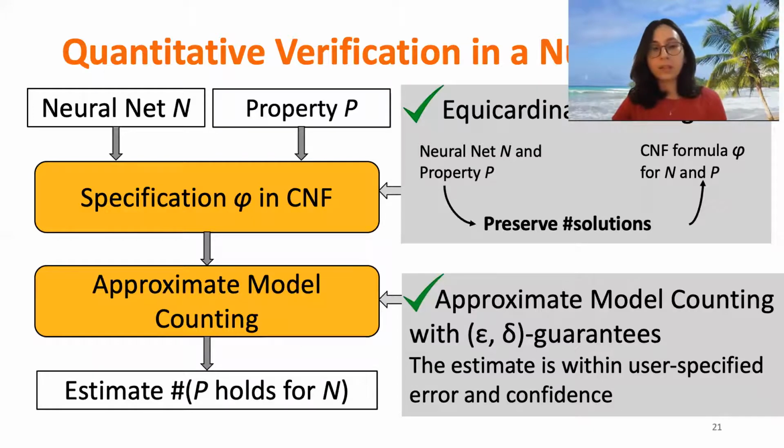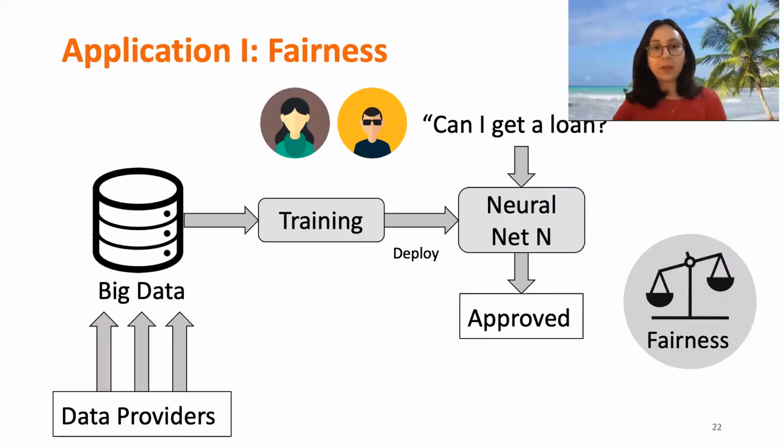All in all, this gives us a quantitative verification where, given a neural network N and a property P, we obtain a specification phi in CNF where we ensure that the transformation is equicardinal. That is, we preserve the number of satisfying assignments. And then we use an off-the-shelf approximate model counting tool, which has the epsilon-delta guarantees for our soundness guarantees. So now let's take a look at applications.